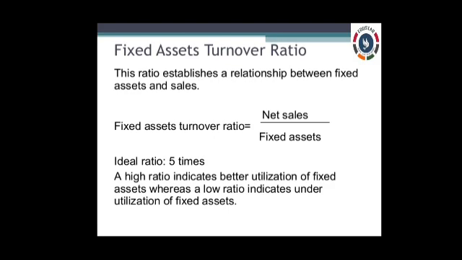So fixed asset turnover ratio equals net sales divided by fixed asset. The ideal ratio must be 5. If the ratio is more than 5, the company utilizes the fixed asset in an efficient way. If the value is low, below 5, the asset is not used properly.